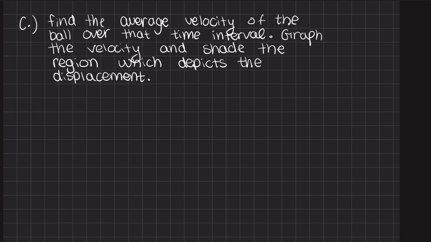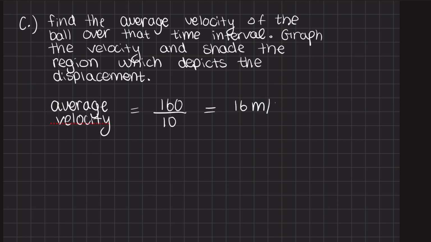Finally, we're going to find the average velocity of the ball over that time interval. And we're going to go ahead and graph the velocity and shade the region which depicts the displacement. So finding the average velocity, if you know the time interval and you know the displacement, you can find the average velocity, right? You would just take the displacement, which is 160 meters, and divide by the seconds, which we had 10 pass, right? We went from t equals 0 to t equals 10. And so this would tell us that our average velocity over that time interval is 16 meters per second.